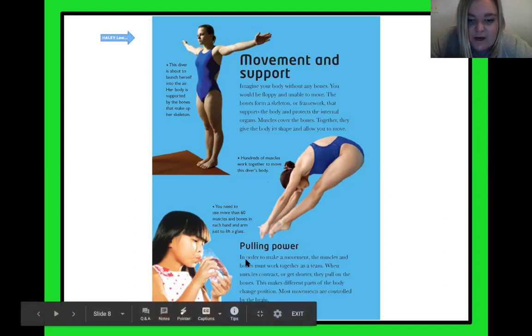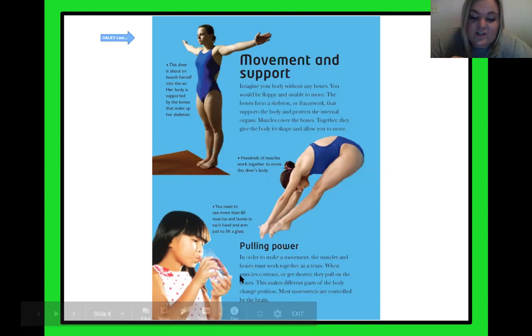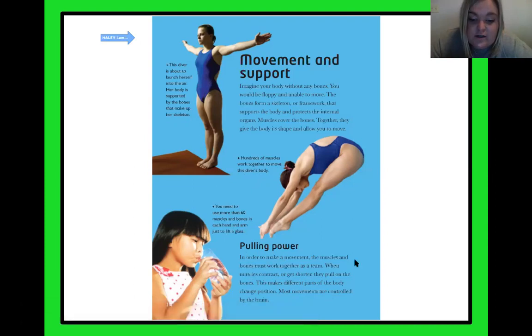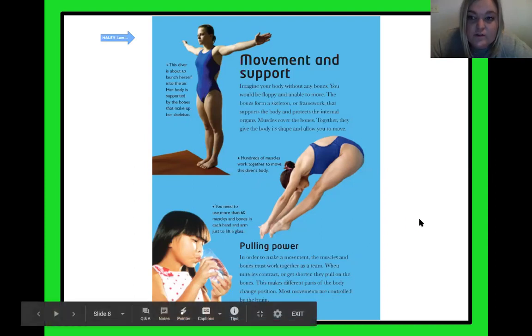Pulling power. In order to make a movement, the muscles and bones must work together as a team. When muscles contract, or get shorter, so that's another synonym. So it's saying if you don't know what contract means, it means to get shorter. They pull on the bones. This makes different parts of the body change position. Most movements are controlled by the brain.